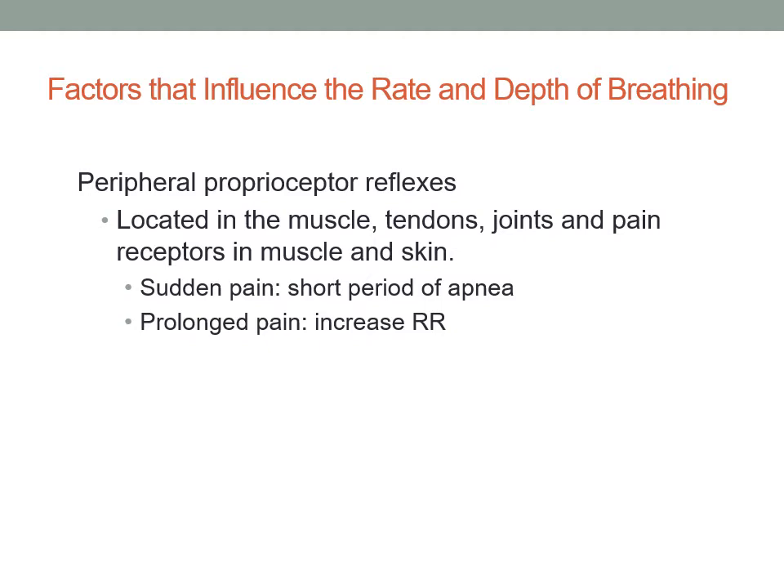Sudden pain causes a short period of apnea, whereas prolonged pain causes the breathing rate to increase. The proprioceptors in the joints and tendons are also believed to play an important role in initiating and maintaining an increased respiratory rate during exercise. The more joints and tendons are involved, the greater the respiratory rate.